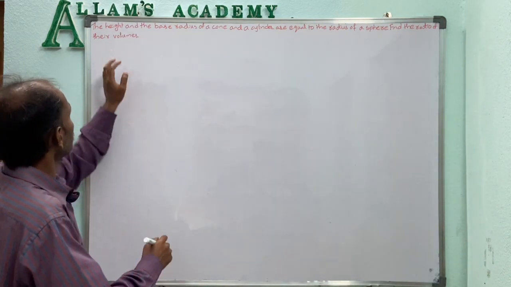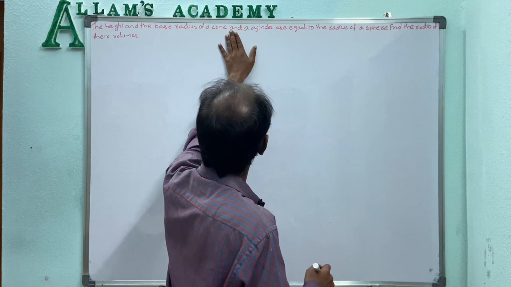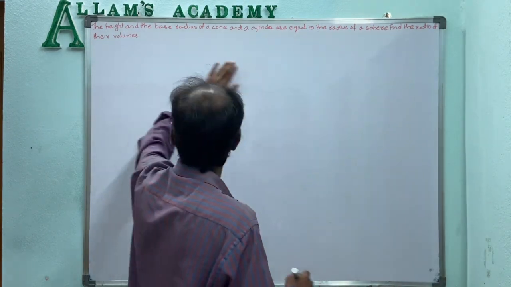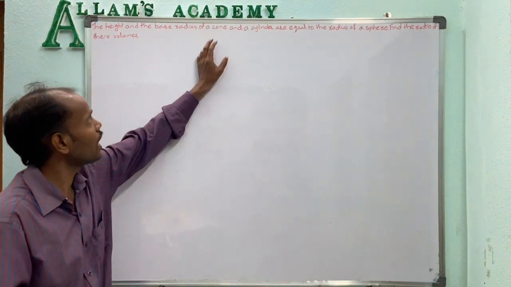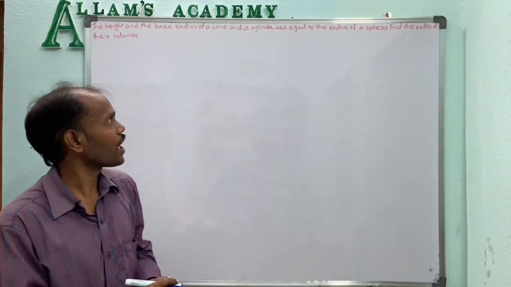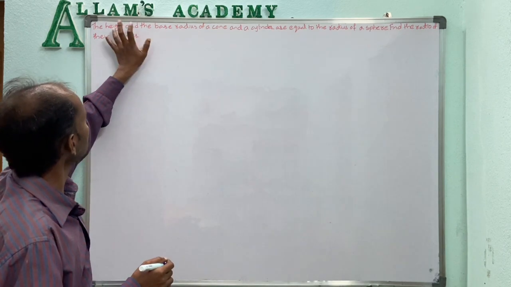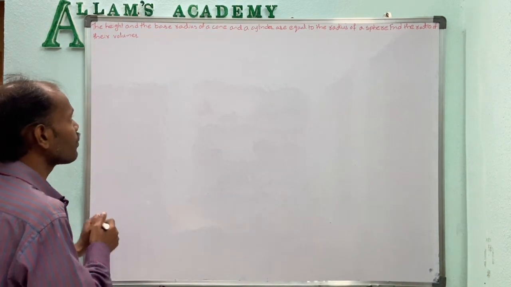Here the given problem is: the height and the base radius of a cone and a cylinder are equal to the radius of a sphere. Find the ratio of their volumes. So here we have to find the ratio of the volumes of the cone, cylinder and sphere. For that purpose, the given cone and cylinder have the same height and base radius. That is the information given.